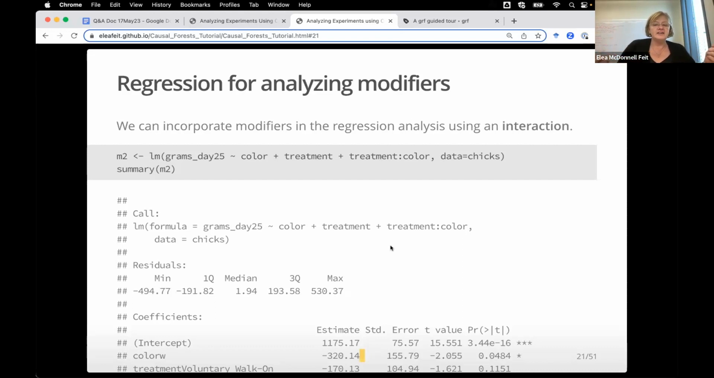Then the color W effect is minus 320. So on average, the white ones are not gaining as much. The treatment effect for the brown ones is 170.13. The interaction term is positive 170.13. And that means for the white ones, you have to add those two numbers together and get 0. And so the treatment effect is 0 for the white ones. So that's the old-fashioned way of using regression analysis to figure out what the treatment modifier is and how much that treatment modification is.